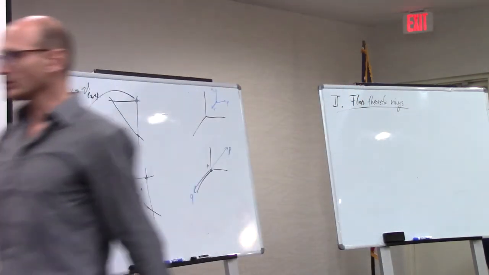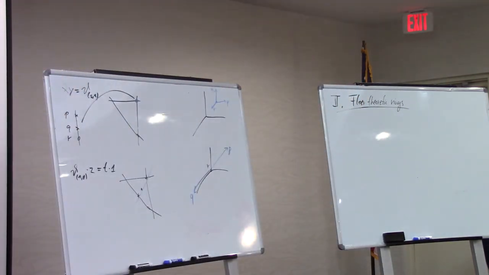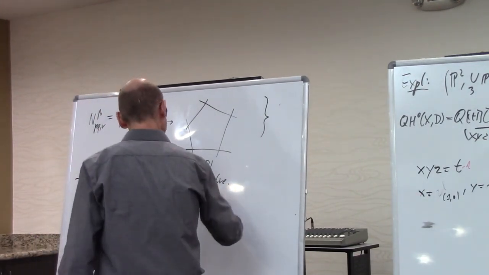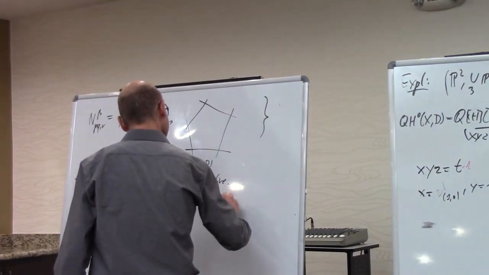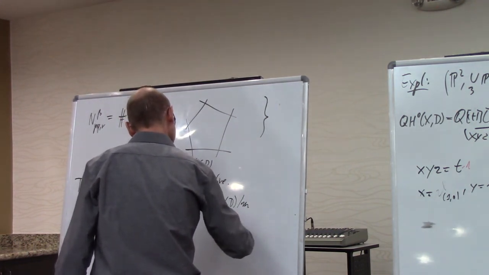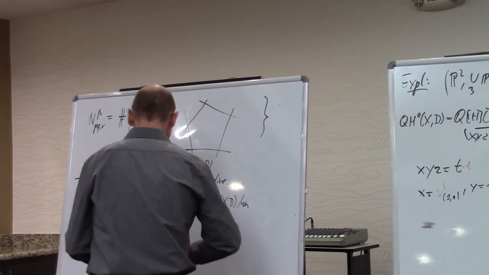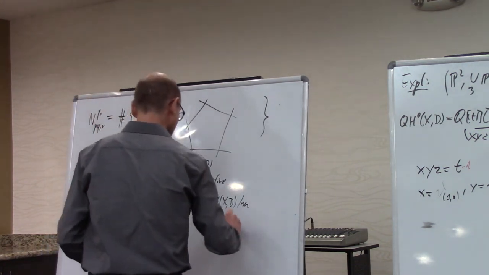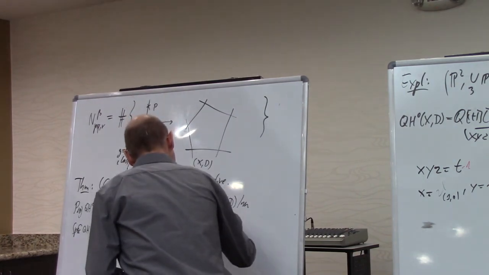Okay, so the central fiber, or the reduction modulo the maximal ideal, is just a Stanley-Reisner ring. So QH0 XD mod M is the Stanley-Reisner ring of B as a spatial thing.